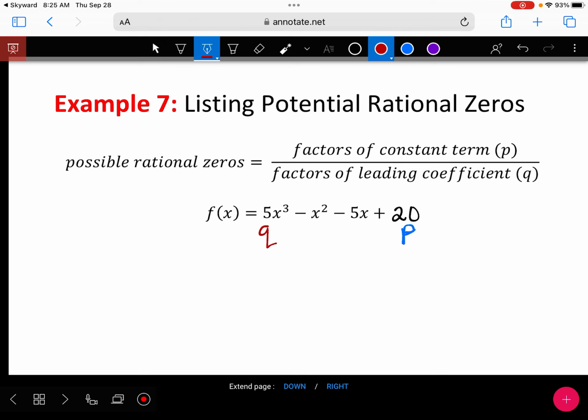So for P, there should be 6 numbers. So there's 6 factors of 20.